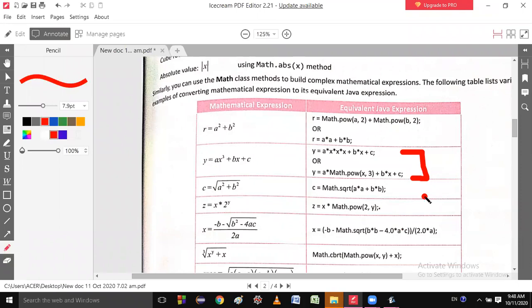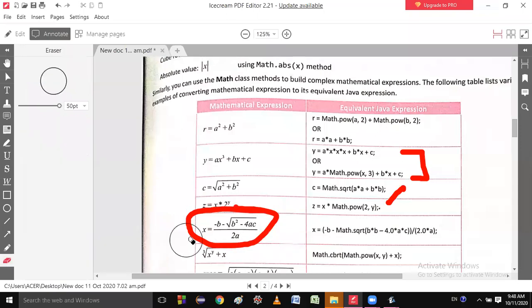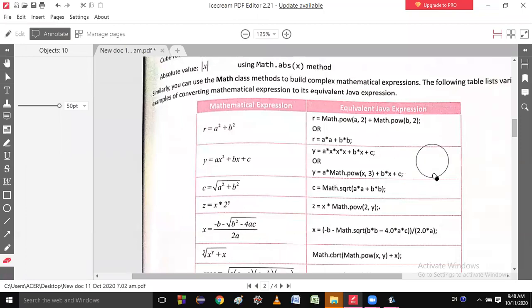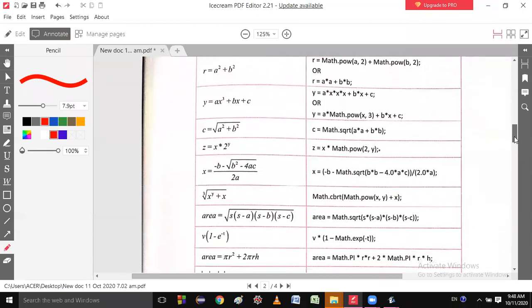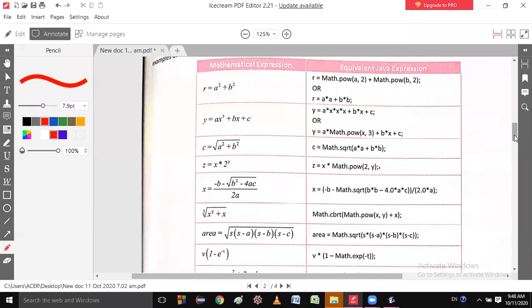Is it right? Yes. Next, this is Sridharacharya's rule. Do you know Sridharacharya? Yes, sir. Minus b, the quadratic formula. Okay. I know, I also teach mathematics. If your mathematics is good, then your programming will be good, because programming is totally dependent on mathematics. Can you understand? Yes, sir. So x equal to minus b plus minus root b square minus 4ac upon 2a.